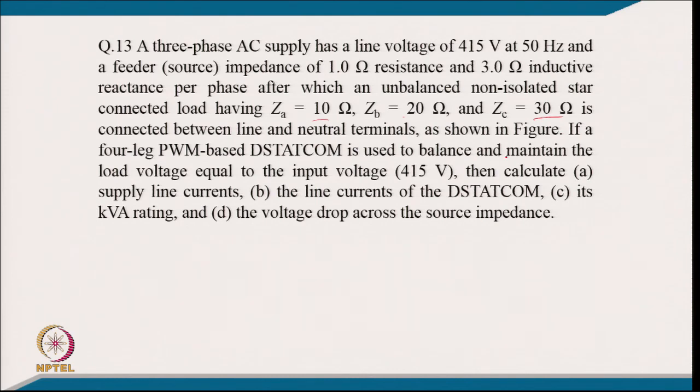If a 4-leg PWM based D-STATCOM is used to balance the load and maintain the load voltage equal to the input 415 V, then calculate the supply line current, the current of the D-STATCOM, its kVA rating and the voltage drop across the source impedance.